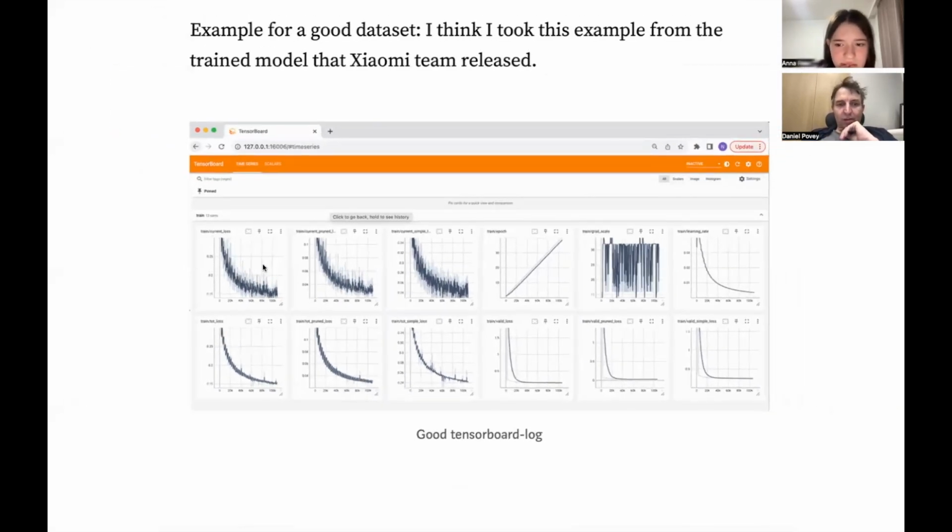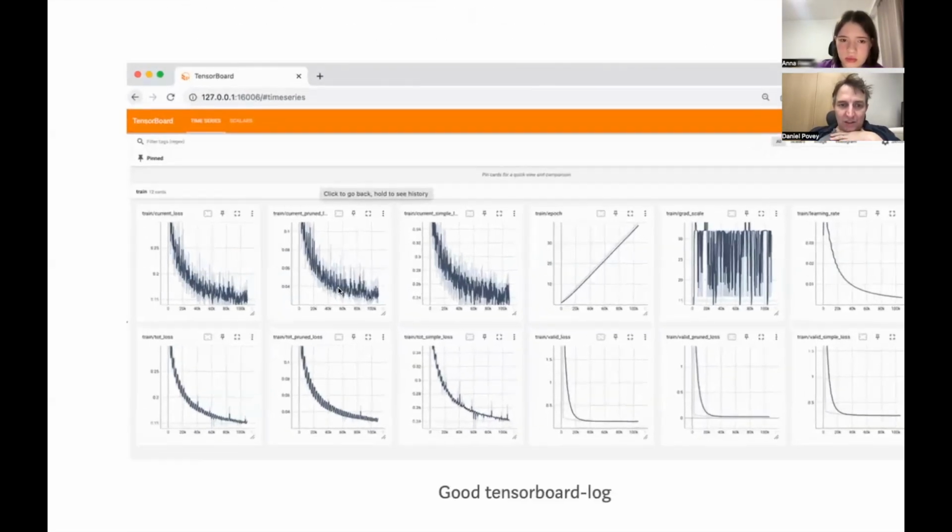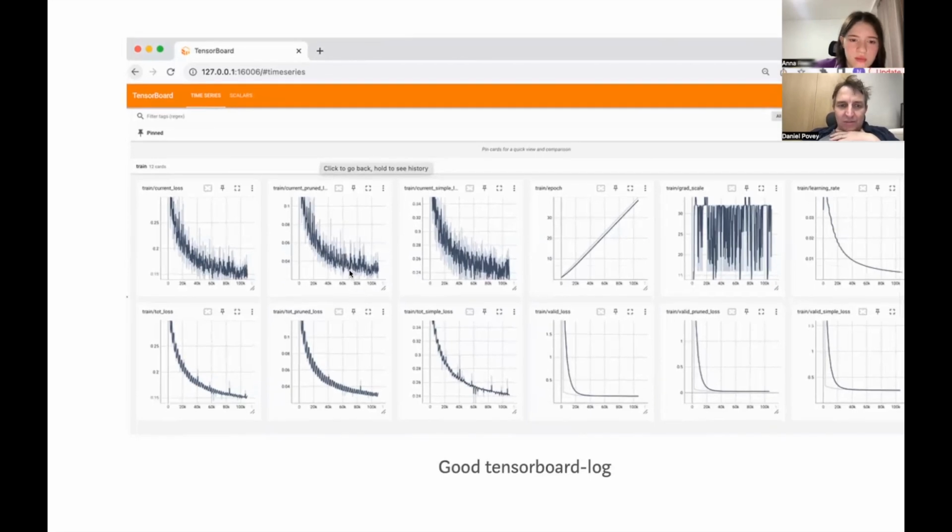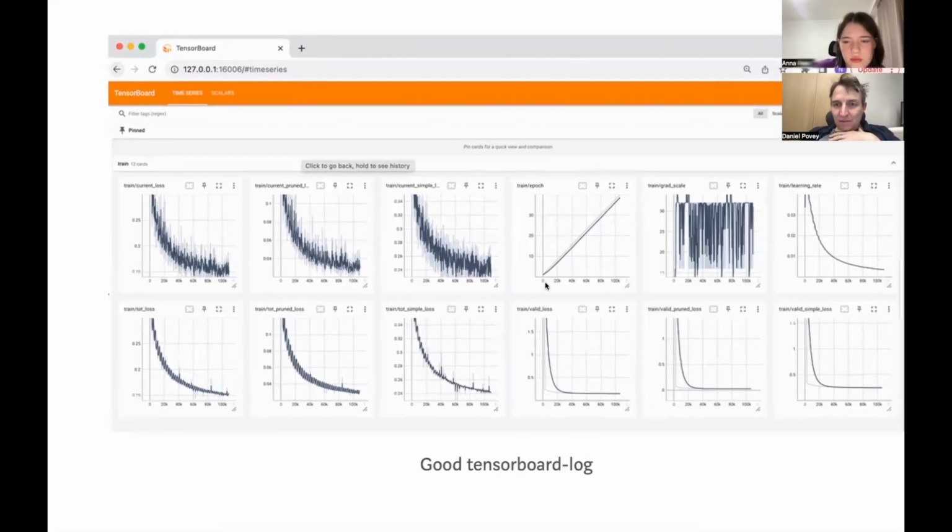So the basic thing people are normally looking for here is that the losses are going down, and that they're going down to a small value. For the current loss, if it gets stuck above 0.6, then it hasn't converged at all, and you should kill the run. But this one goes down to 0.15. I think that's normal. The pruned loss here goes down to 0.03 or something. That's normal. All of these other values are kind of normal.